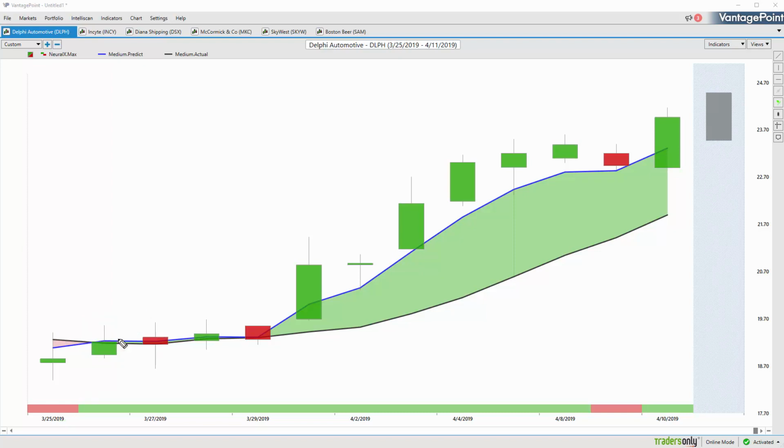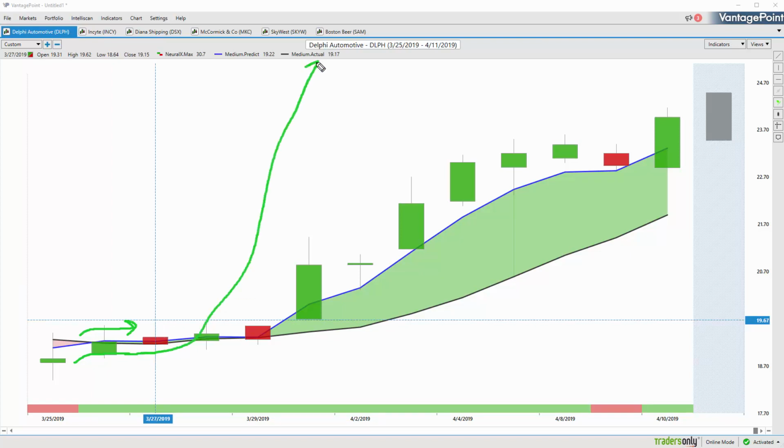What VantagePoint is doing here with these predicted moving averages, see we have this black line against the price action. That black line is actually a regular or simple moving average. That just takes the past close prices from this one market, Delphi Automotive, adds them together, divides by that number, and is a good barometer of where prices have been over a given period of time.